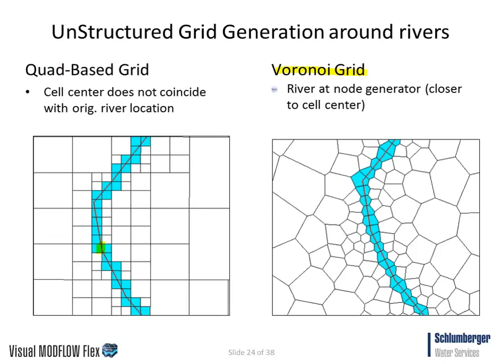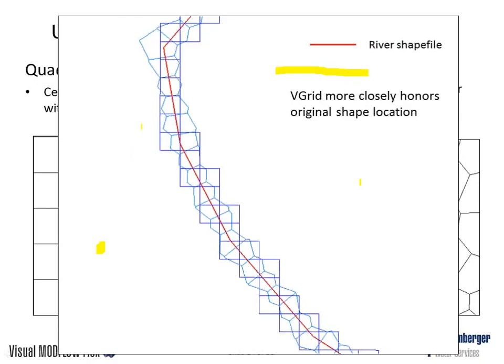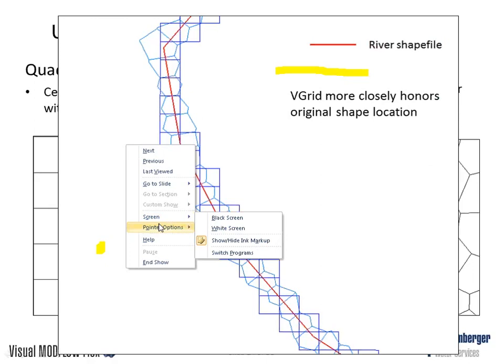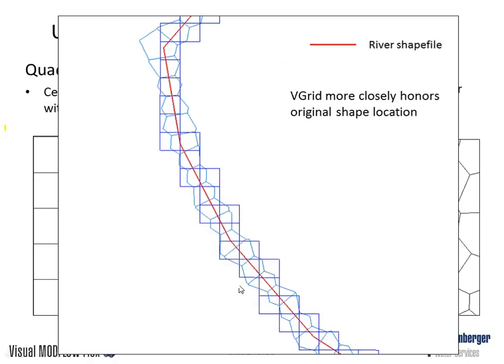Alternatively, with the Voronoi grid on the right here, the geometry of the river in the form of vertices and points that intersect along that line are seeds for the grid generator. So it means the river feature will more closely match with the cell center. If we compare the quad-based grid to the Voronoi grid for the same shapefile, you can see that the Voronoi grid more closely honors the original shape location, based on how that grid generator works.